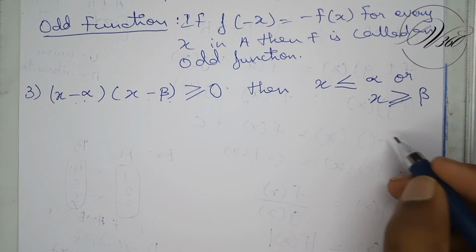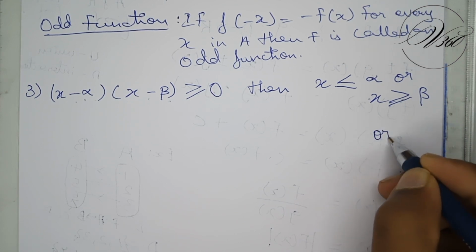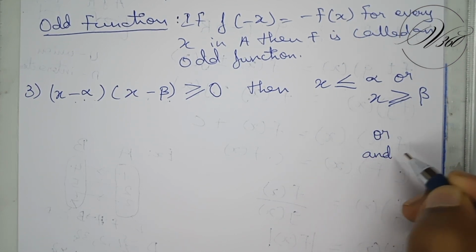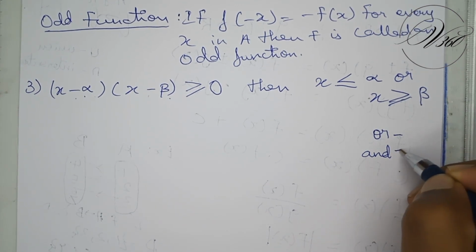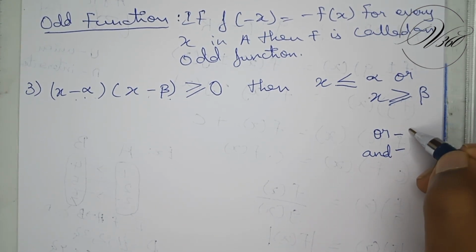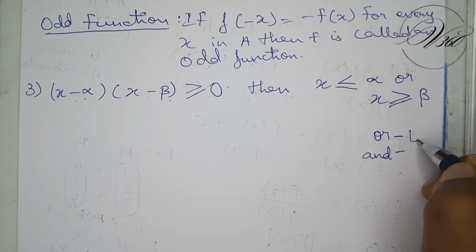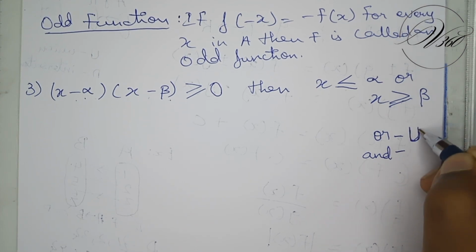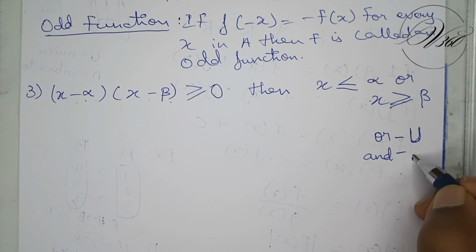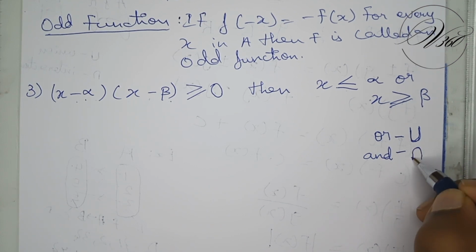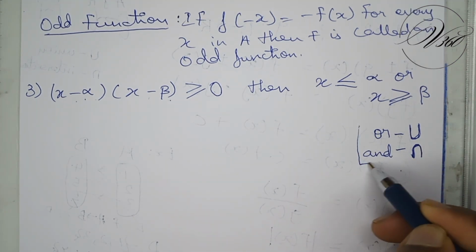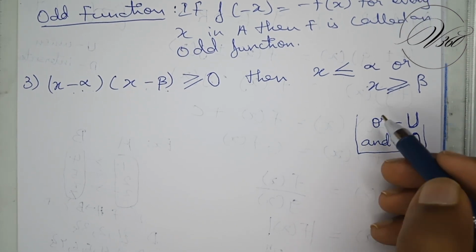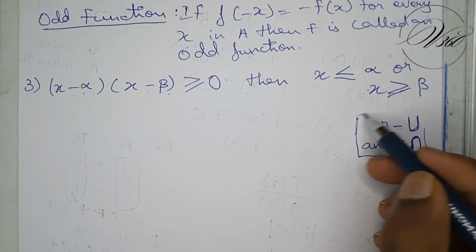Here we should see, if there is "or" and "and" in any question in functions, then we should fix in our mind that if there is "or", it is union. If there is "and", what is this? Comment to me in the comment section. Yeah, this is nothing but intersection.